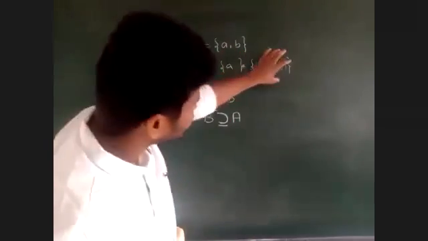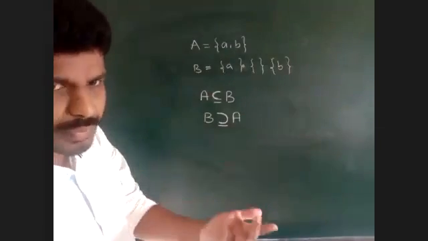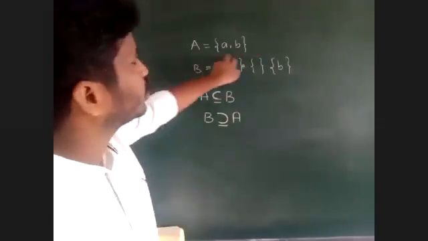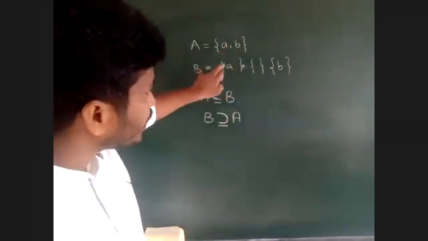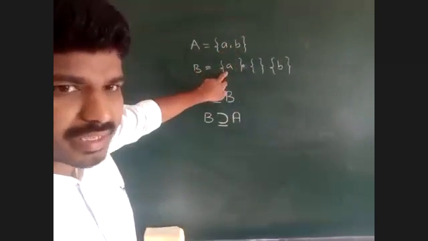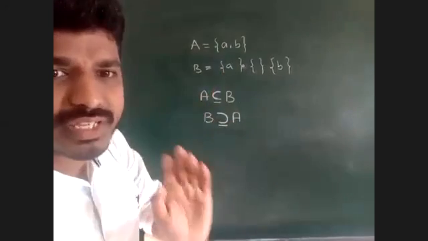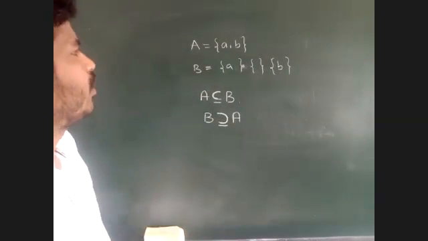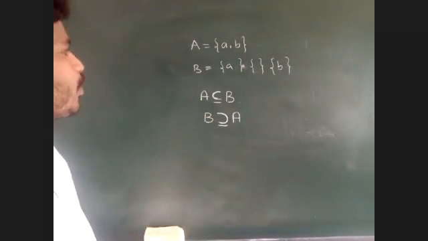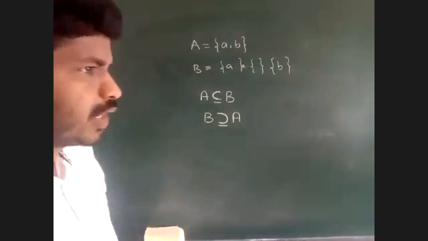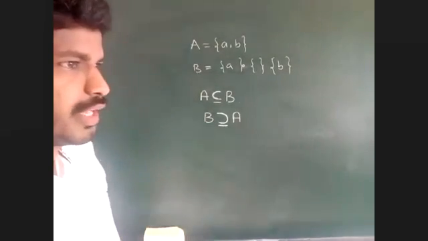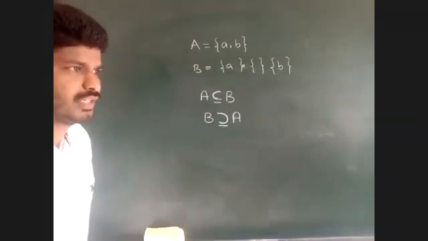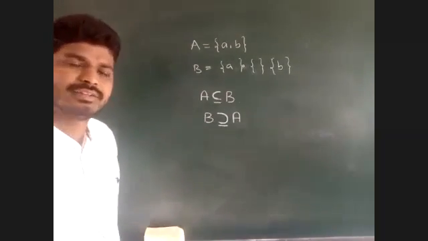From these three proper subsets, take any one proper subset. I am taking here A. So the given set A equal to A comma B. Is A comma B a proper subset of set A or not a proper subset of set A? Not a proper subset of A, sir. Why?